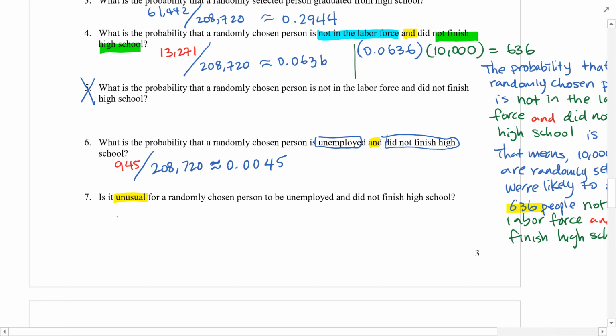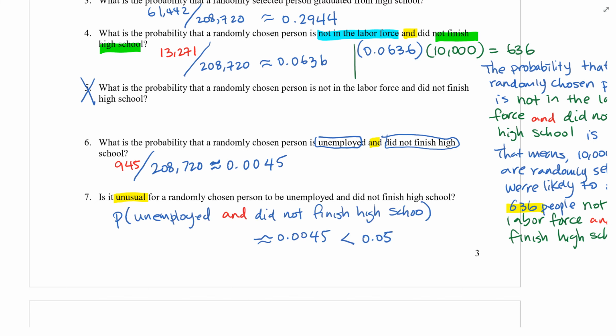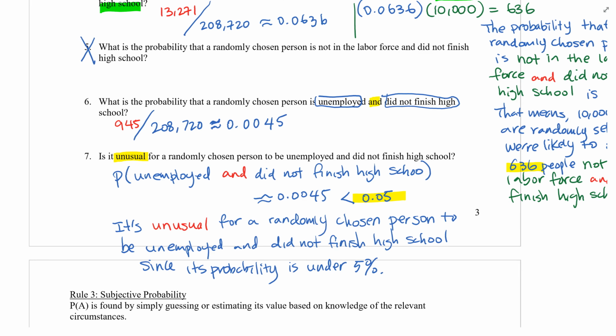So the probability of that event, unemployed and did not finish high school, let me write it out. We said this probability is 0.0045, which is under 5% or less than 0.05. So therefore, the event is considered unusual since it's under 5%. Again, anything under 5% will be considered unusual. When you think about unusual or not, you really have to look at the context of the application.